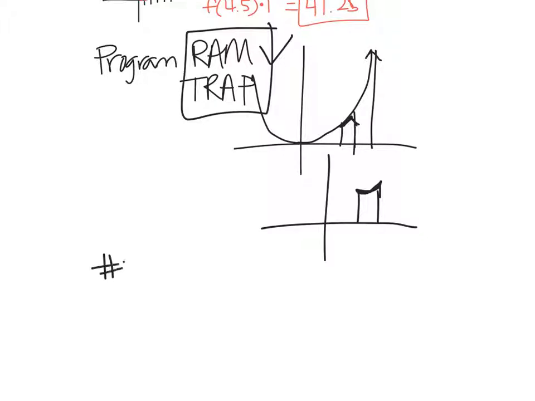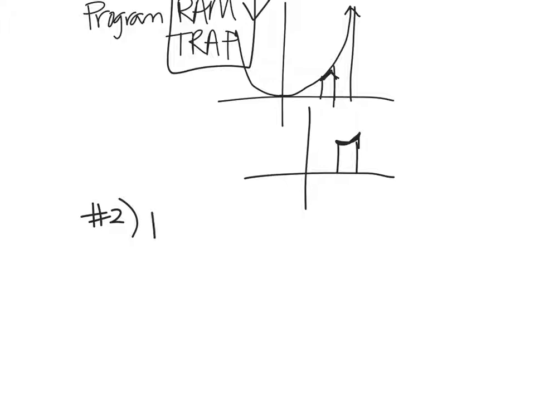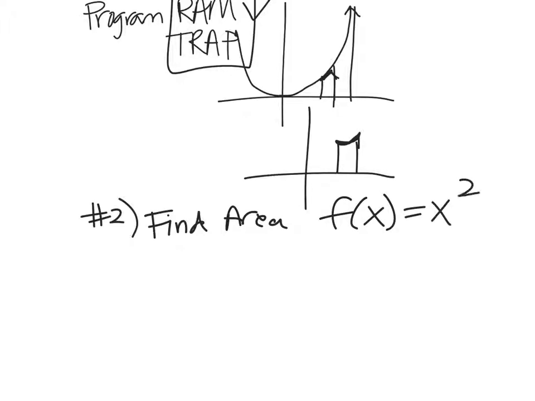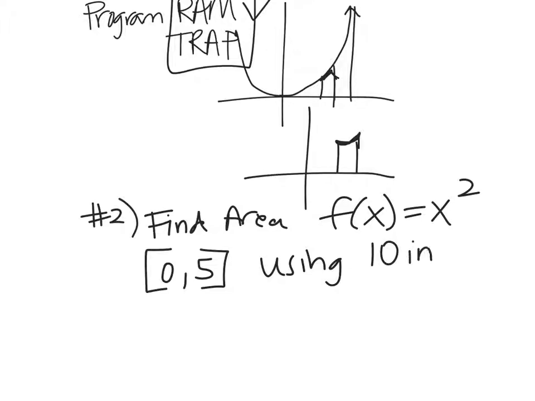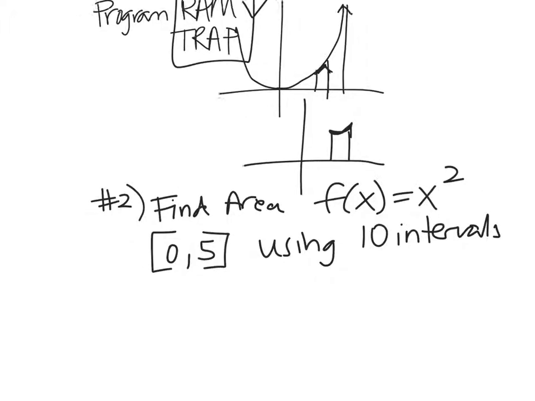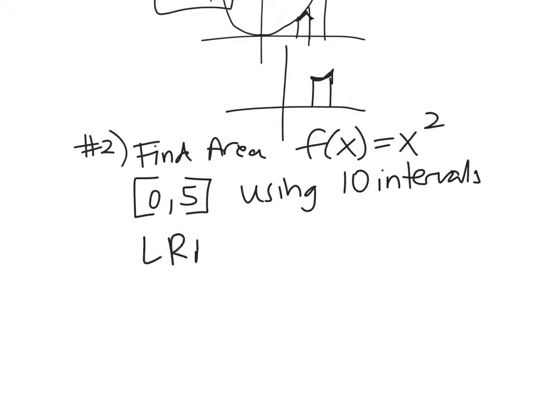Number 2. Let's find the area, same function. Let's see how much better an approximation we get for f of x equals x squared from 0 to 5, this time using 10 intervals. I'm not going to make you do that by hand. Let's find out what LRAM is, what MRAM is, that should be in the middle, and RRAM.